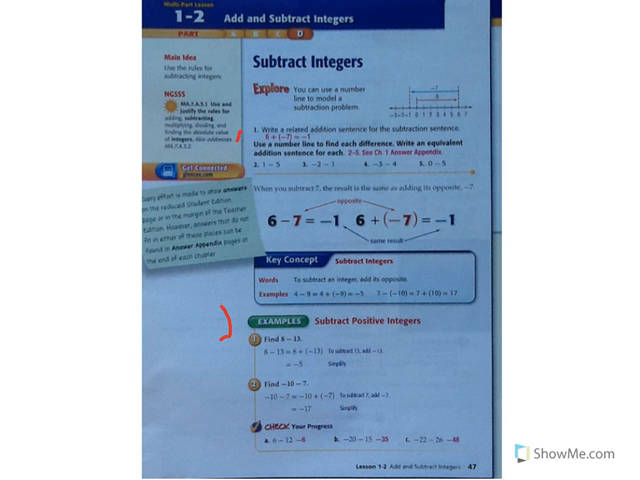As you can see in the upper part of the text here, we're on section D, the last section of 1-2, subtracting integers. Explore, you can use a number line to model a subtraction problem. Number 1 says, write a related addition sentence for the subtraction sentence. So we have here, you've gone from 0, you went down 7, it looks like, and then you went up 6, or you can think of it as 6 plus a -7 gets you -1.